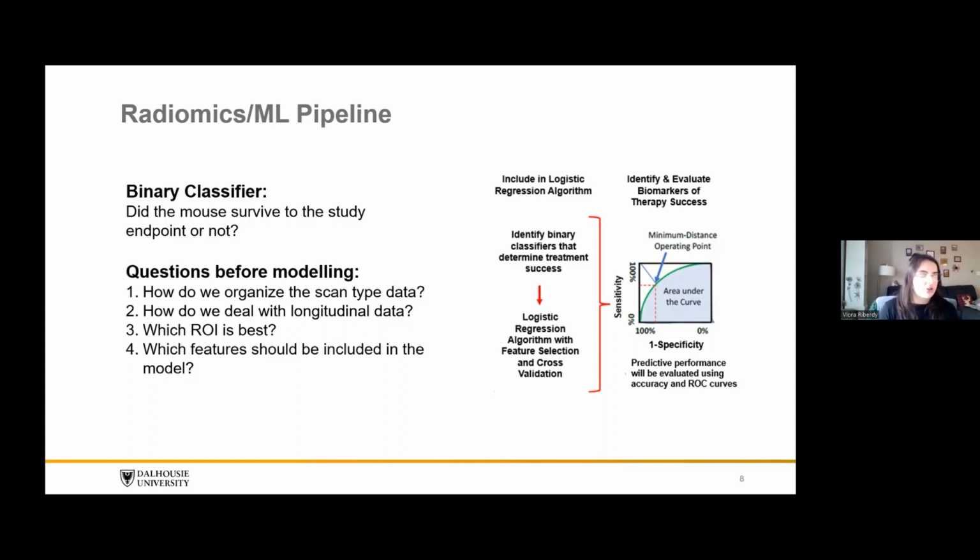Next is to look at which region of interest is best. Do we look at the whole brain or just the tumor itself? And lastly is, which features should be included in the model? We have a total of 107 features for each ROI, for each scan type, for each day. So that adds up to a lot of features, and some of those features may be redundant and can be removed from the model because they're not useful.